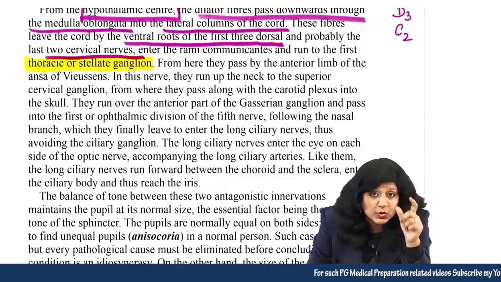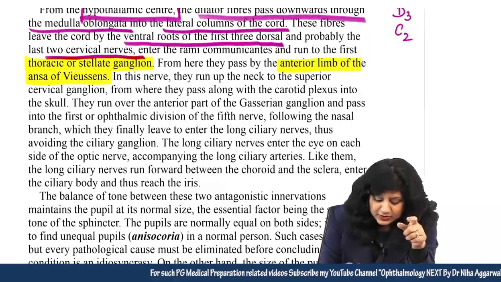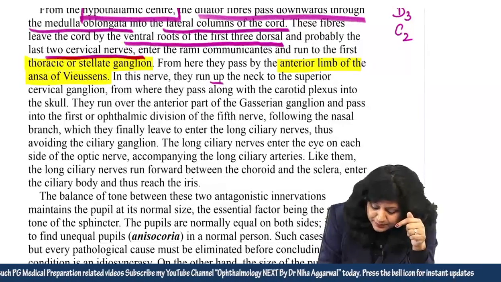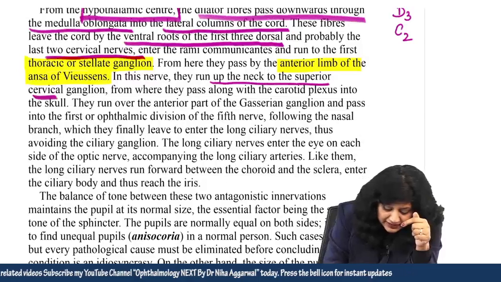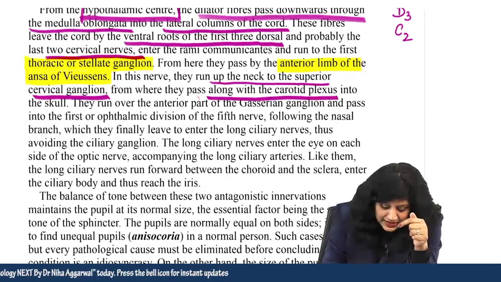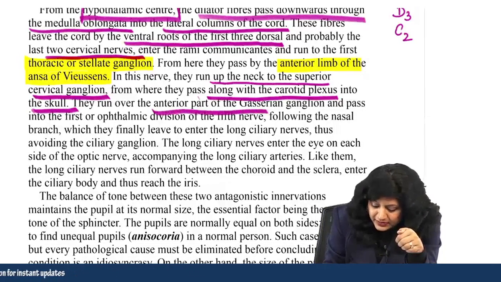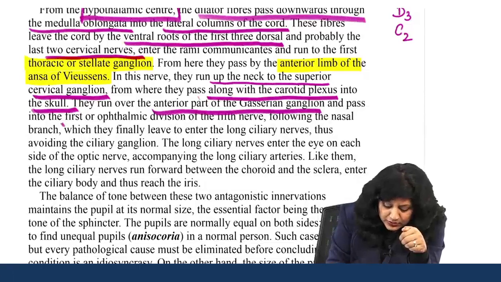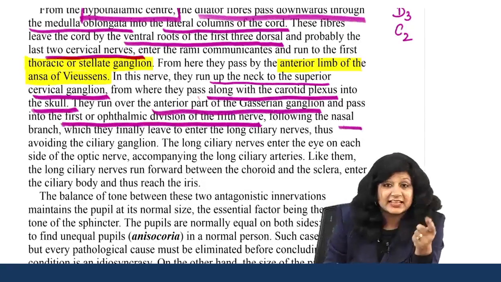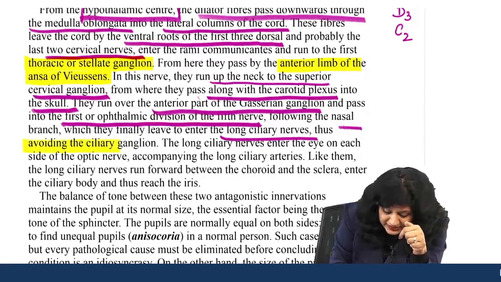Now from this thoracic or stellate ganglion, they pass through the anterior limb of the ansa of Vieussens. What is this? In this nerve, they run up the neck to the superior cervical ganglion, from where they pass along with the carotid plexus into the skull. Then they run over the anterior part of the Gasserian ganglion, pass into the first or ophthalmic division of the fifth nerve, following the nasal branch, and then pass through the long ciliary nerves, thus avoiding the ciliary ganglion.